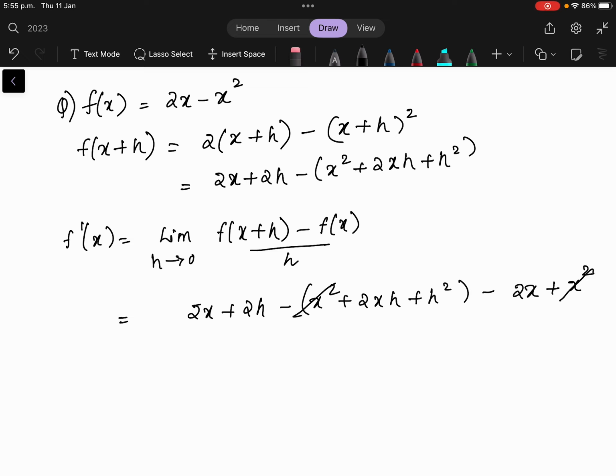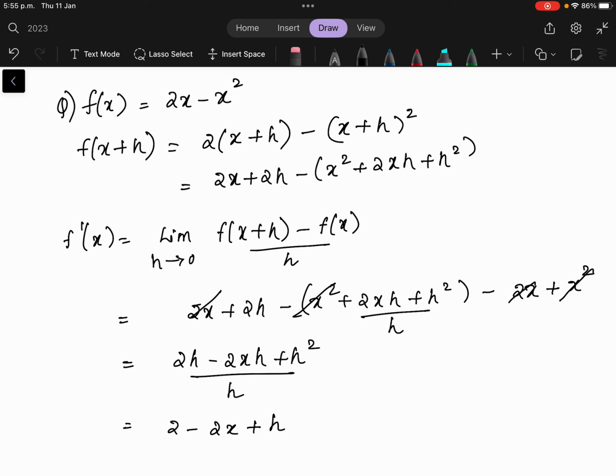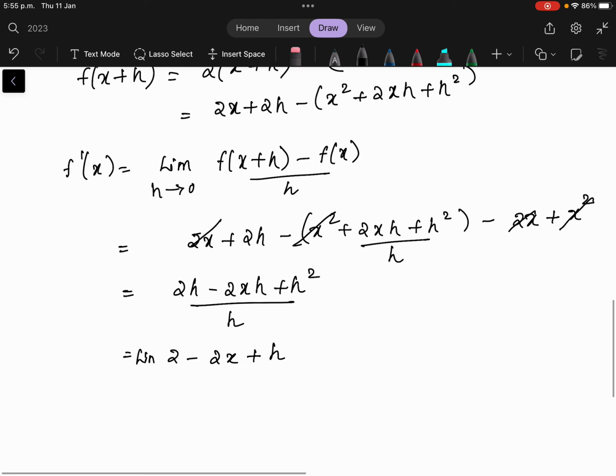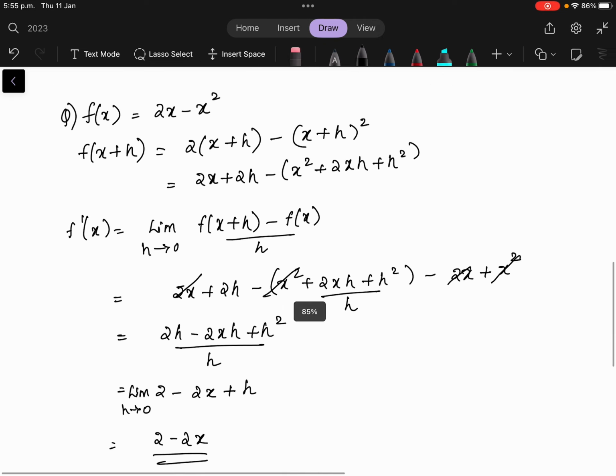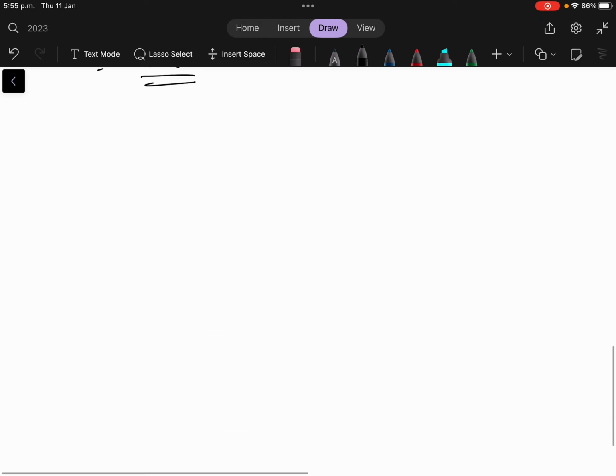Now this and this will get cancelled, and 2x and minus 2x got cancelled, and you will get 2h minus 2xh plus h square. Okay, and this whole is divided by h, I forgot that. So that will be 2 minus 2x plus h, and if I am applying the limit, which is h tending to 0, I will get the answer as 2 minus 2x. So this is how we formulate it. It's pretty easy. Just find the x plus h and put it in the formula, simplify it, and you will get the value. Okay, so just learn this method and try to solve some problems, and you will be able to do it.